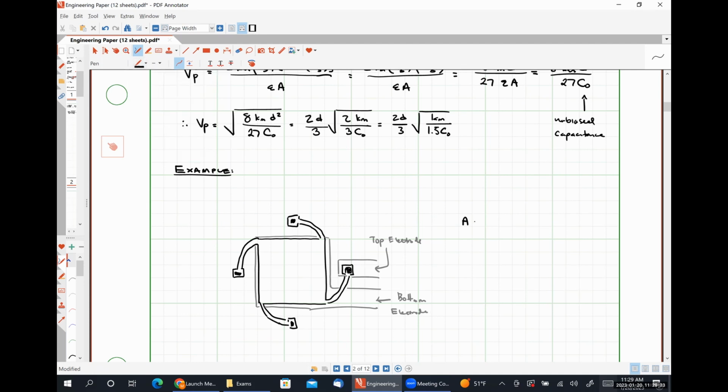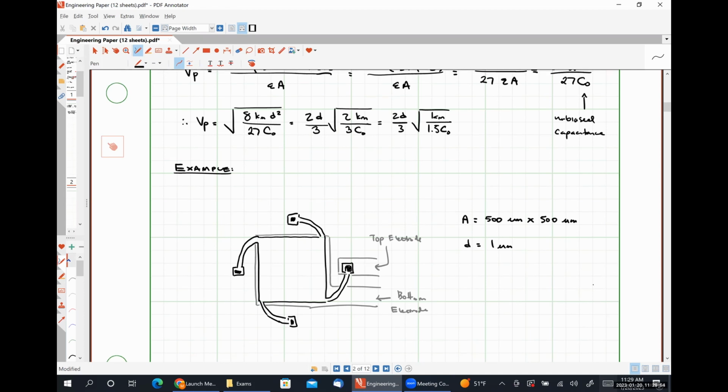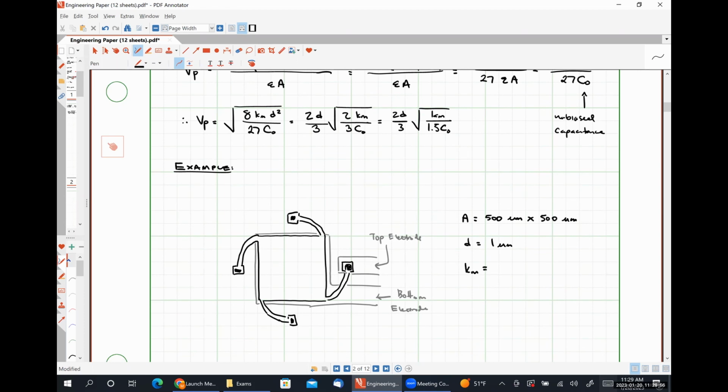The design had an area of 500 microns times 500 microns for our plate area. The nominal gap was designed to be close to 1 micron here. And the spring constant of the 4 guided beam springs connected in parallel was approximately 20 newtons per meter.